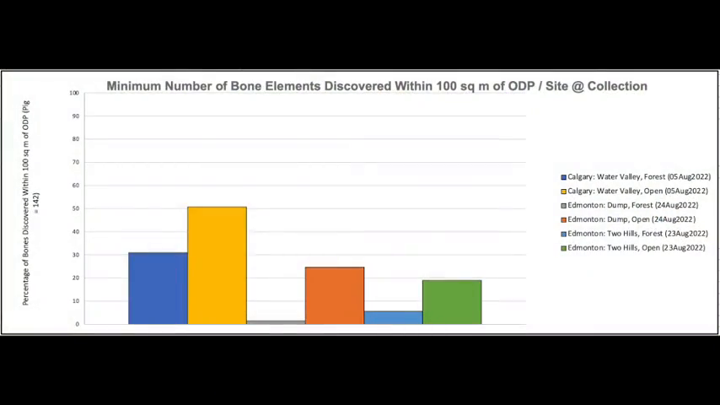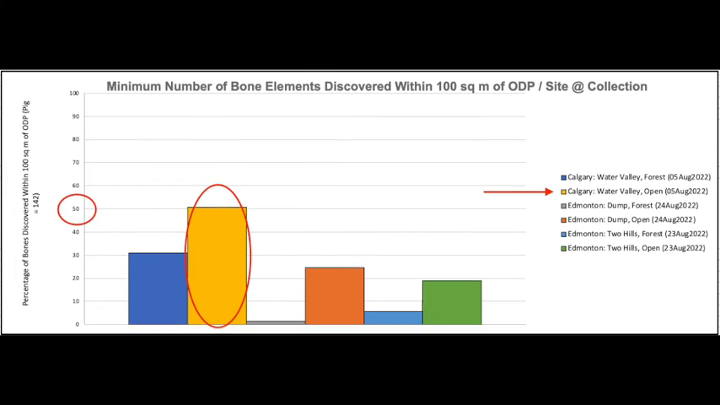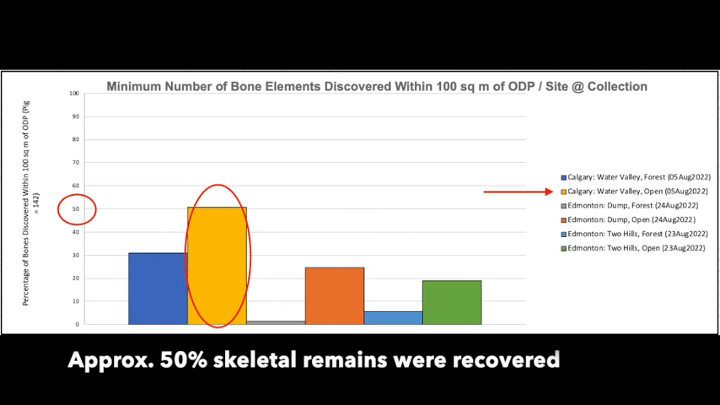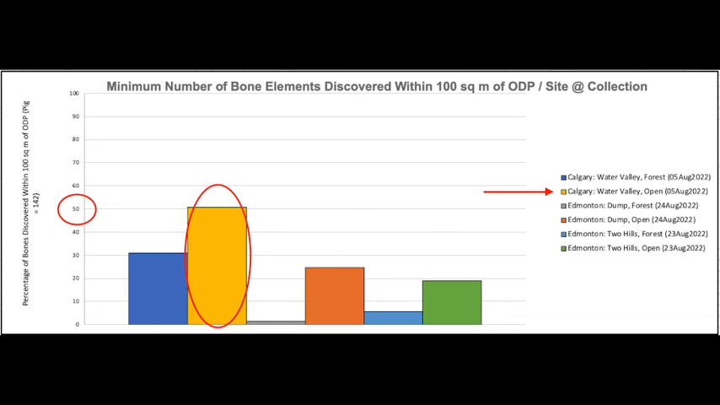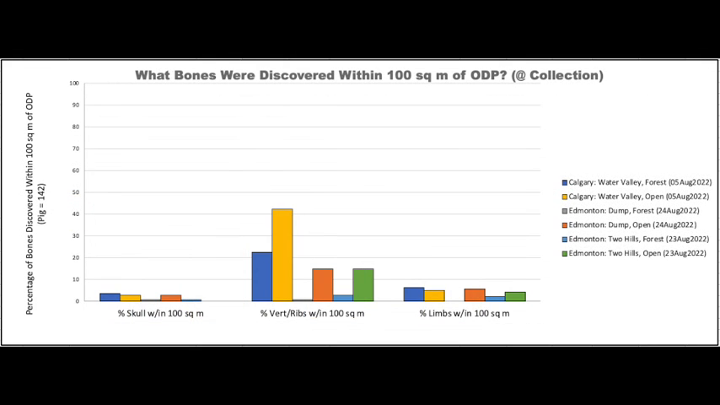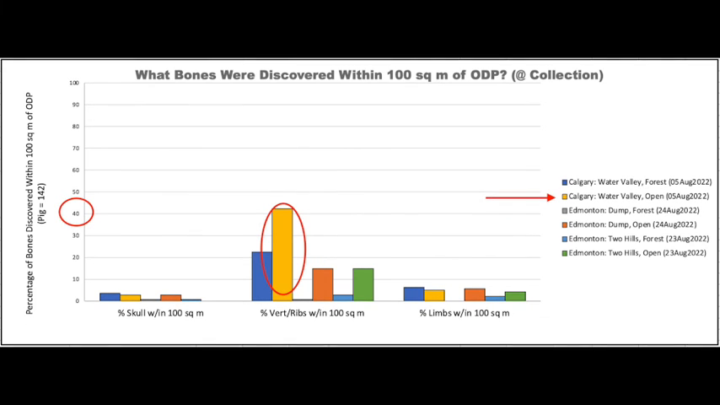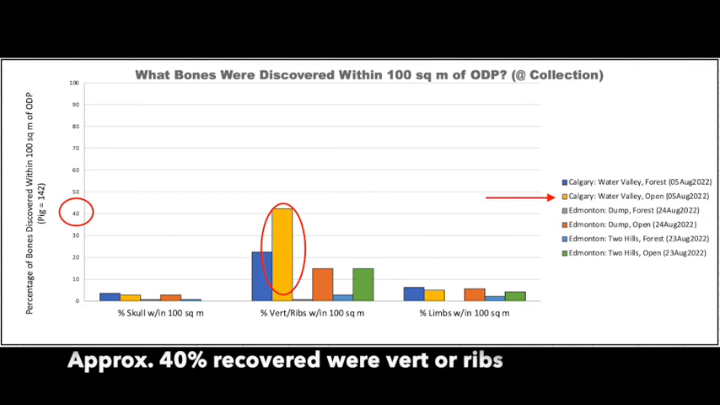When I did an inventory on the remains that we recovered about a year after we deposited the pig at the WaterValley Open site, we found that we had recovered about 50% of the skeleton. This is a lot less than we had predicted and we had hoped, but it's good to know. When I looked at what remains were within the 50% that we found, about 40% were ribs and vertebrae.